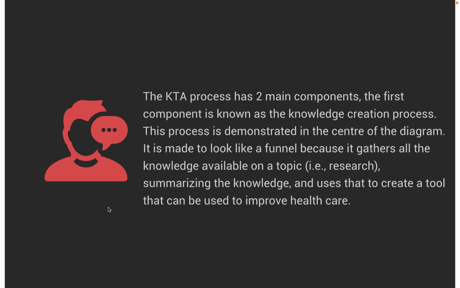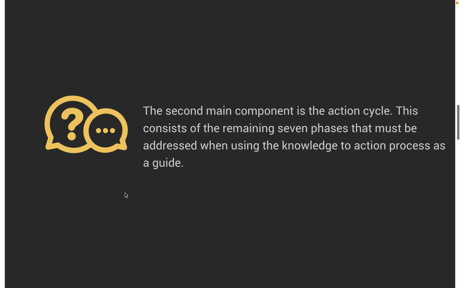This process is demonstrated in the center of the diagram. It is made to look like a funnel because it gathers all the knowledge available on a topic, for example, research, summarizing the knowledge, and uses that to create a tool that can be used to improve healthcare. The second main component is the action cycle. This consists of the 7 remaining phases that must be addressed when using the knowledge to action process as a guide.